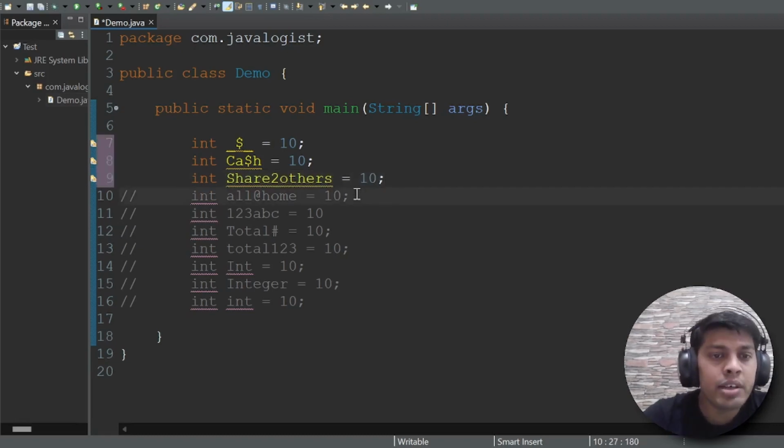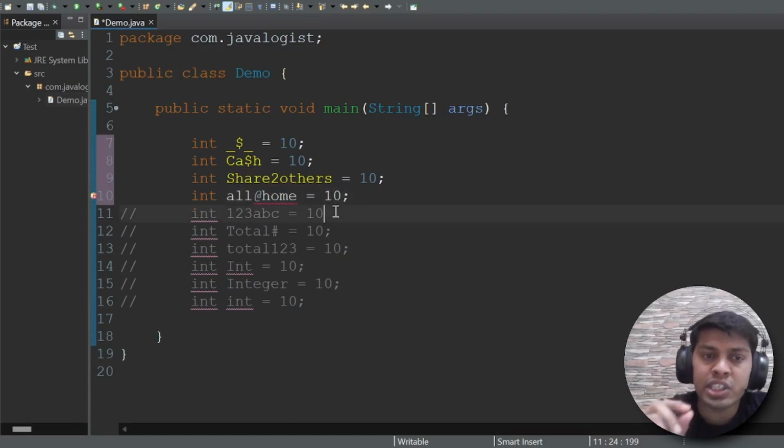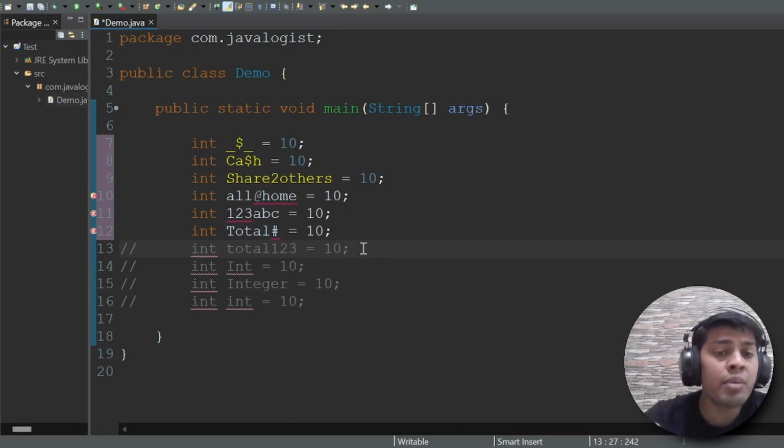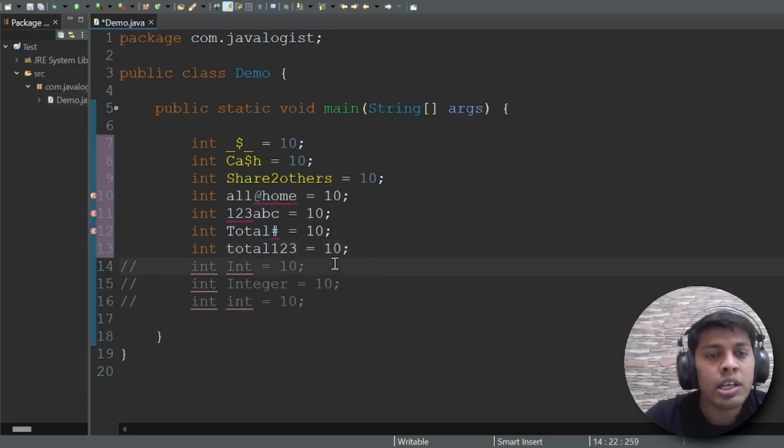Think about it. It is not allowed because the at the rate symbol is not allowed. This is not allowed because we can't begin with numbers. So this gives an error. This is also not allowed. This is allowed because we can't begin with a number but at the end we can use numbers. So this is allowed. This is also allowed because this is not a reserved word. So this is allowed.